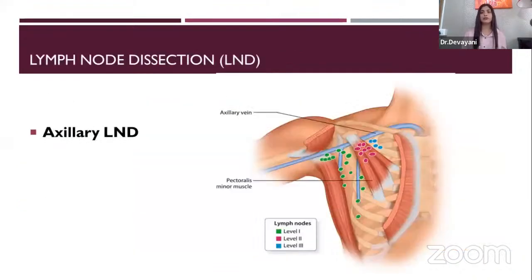Coming to the lymph node dissection. When we look at lymph node dissection, there are various levels of lymph nodes, and as physios it's very important for us to know which level of lymph nodes are removed. That's why I always suggest going through the surgeon's surgical notes, because they very clearly mention which lymph nodes are removed.